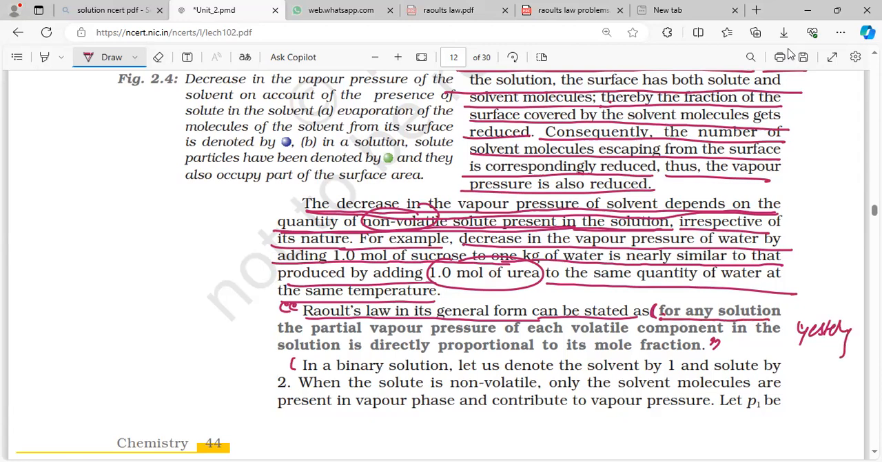For a solution, the partial vapor pressure of each volatile component. Which one are they talking about? Liquid component, not the solid. In the solution, it is directly proportional to its mole fraction. We are not talking about the non-volatile. We are talking about the volatile only.